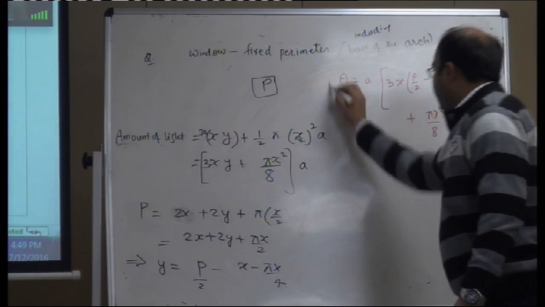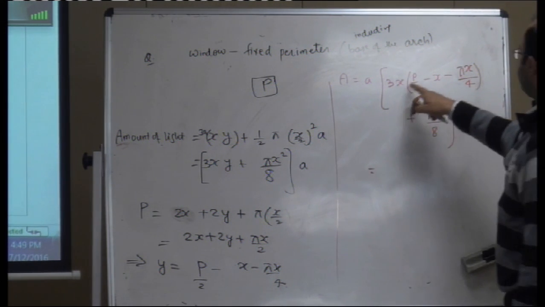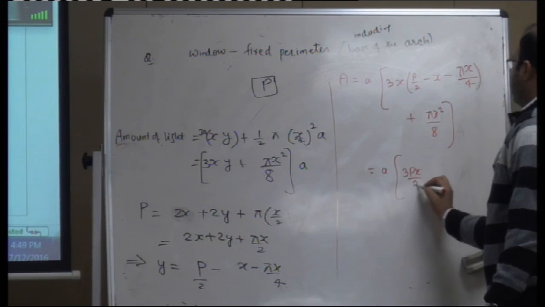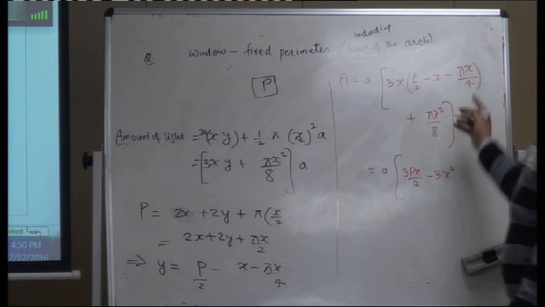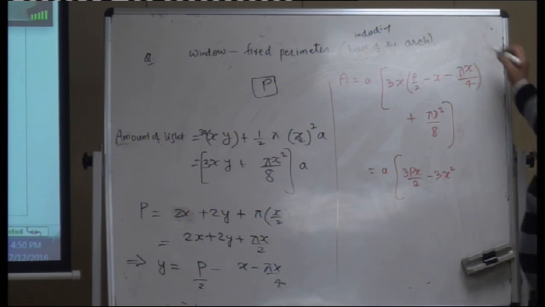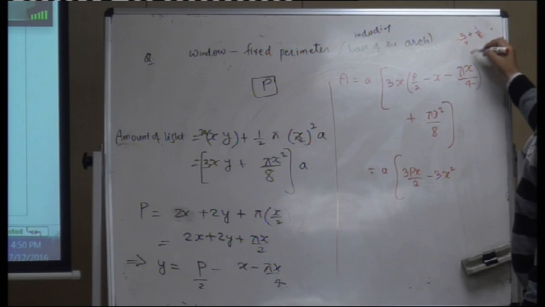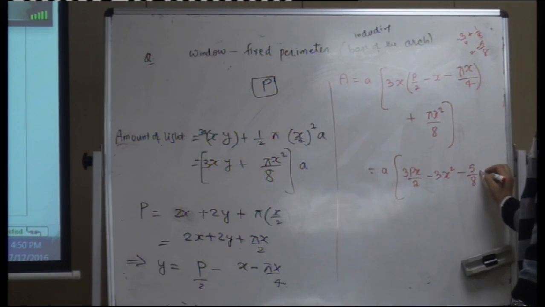First let us simplify this, then we will differentiate. This would become A common, 3Px upon 2 minus 3x square, and then minus 3 by 4 pi x square plus pi x square by 8. So minus 3 by 4 plus 1 by 8 would become minus 5 by 8. So this would become minus 5 by 8 pi x square.